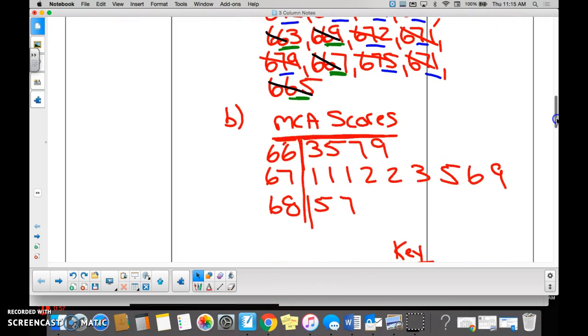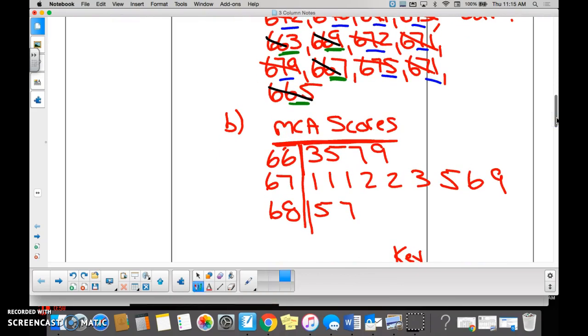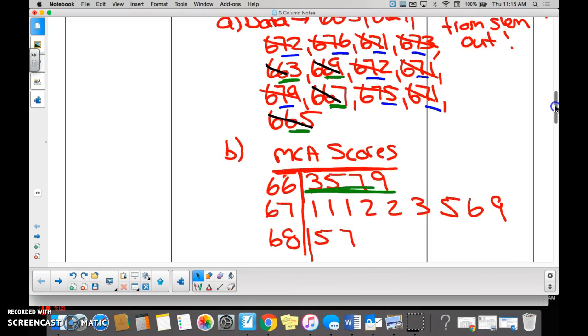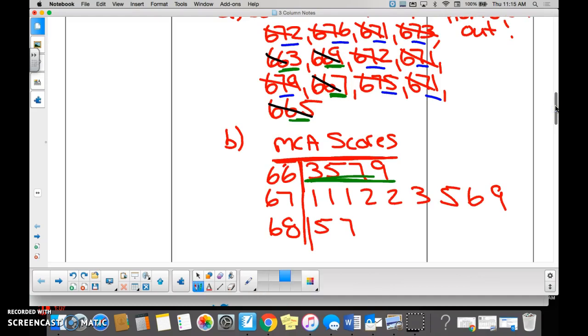We decided we wanted to make a stem and leaf plot. The leaves always represent what number, you guys? The last number. So we constructed this starting with our lowest value, which was a 660. Up here, the lowest value was in the 660s, and the highest value was in the 680s.